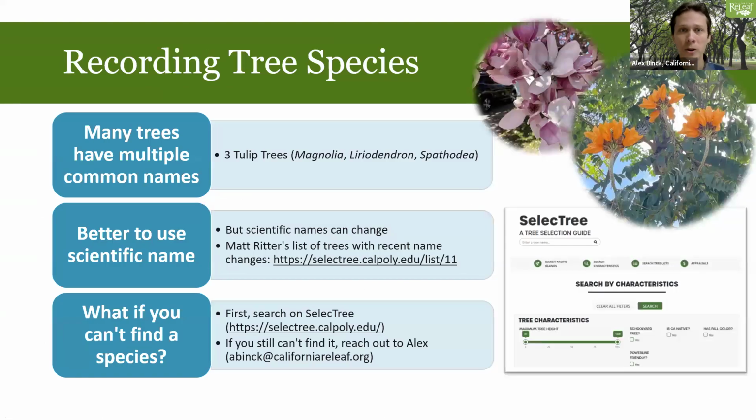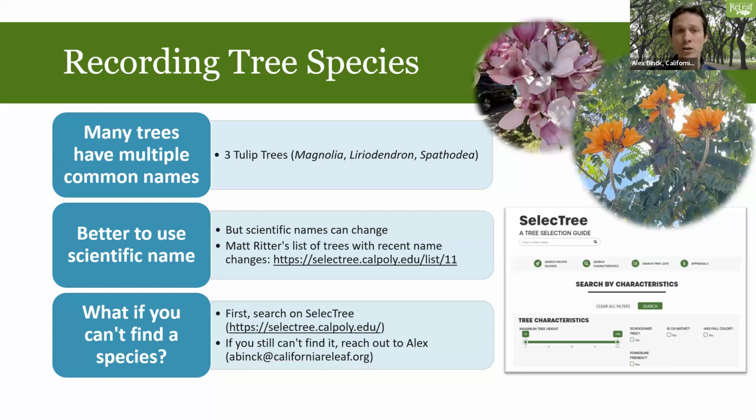Okay, so the first and most important thing to put in when you're recording a tree is what species it is. This might sound simple, but it can actually get a little complicated. For one thing, trees can have multiple names, especially common names. If you say, oh, I planted a tulip tree in my park, I might not know which tulip tree you're talking about, because there are actually three different trees that potentially go by that name.